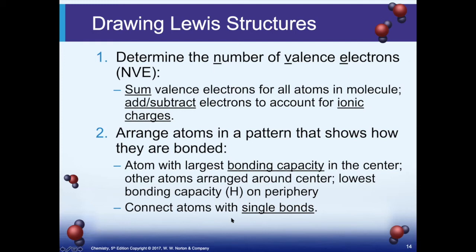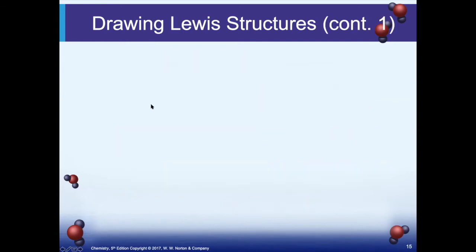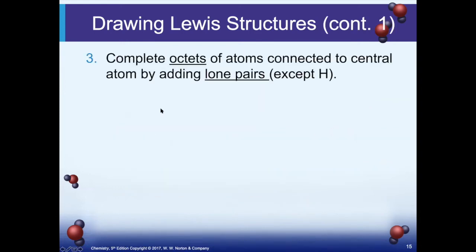Okay, so then you just start connecting things. You connect the atoms on the periphery with the atom in the middle with single bonds. And what you're essentially doing is assigning electrons to places. So when you connect those atoms with single bonds, you're using up some of that total that you figured out in step one.